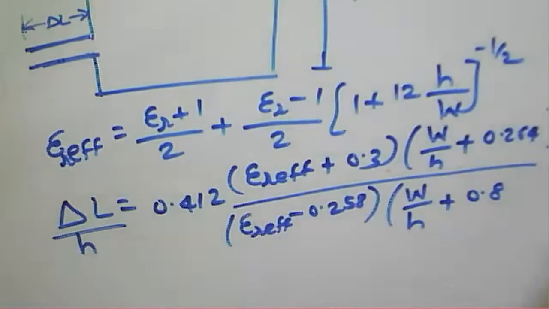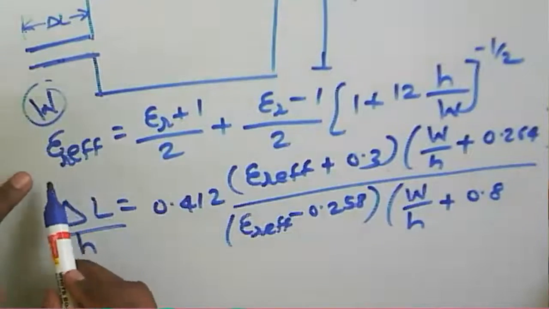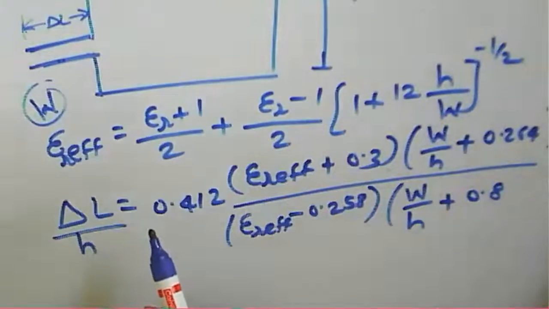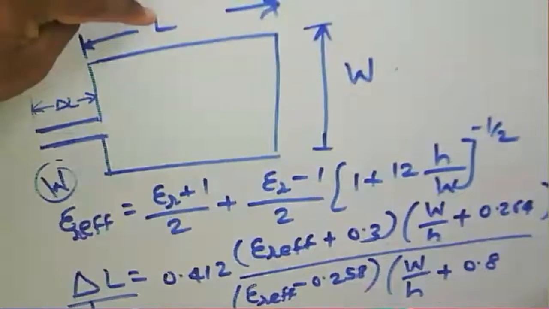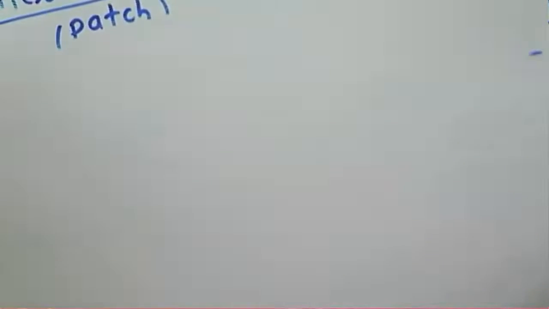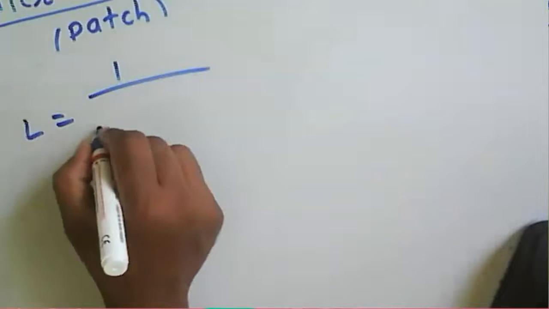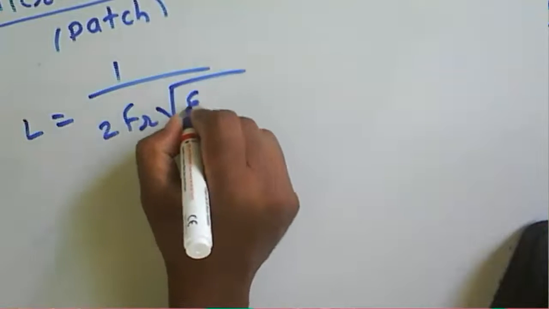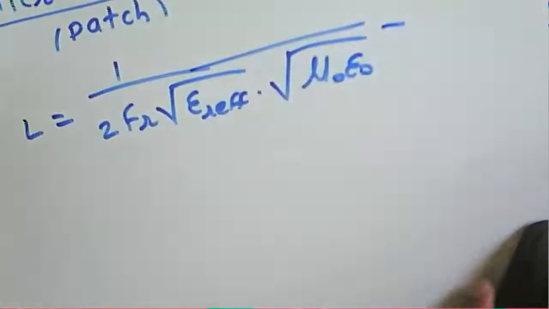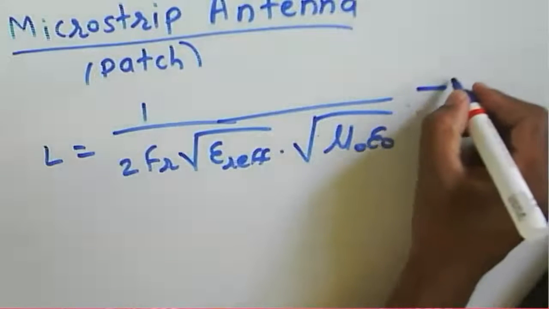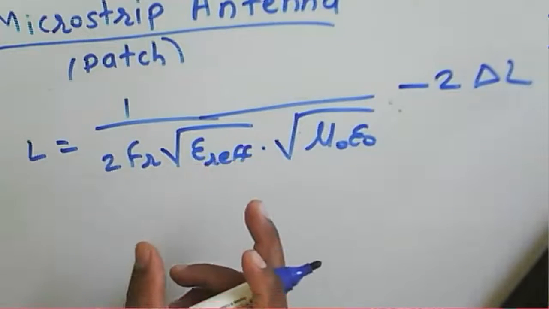While designing any antenna, we first need to find W, using the earlier expression. Then we find the effective value, then delta L, and then we can calculate the actual length of the patch. Now I'll write the value of the length. L is equal to 1 by twice of fr times under root of epsilon effective mu 0 epsilon 0, minus twice of delta L. This is the length L of the patch.